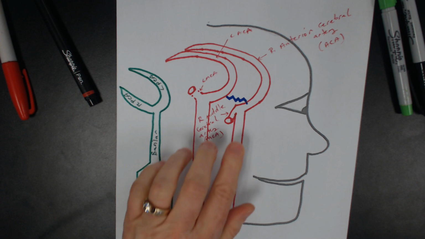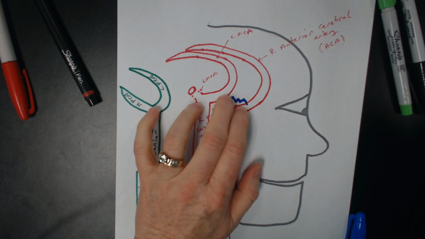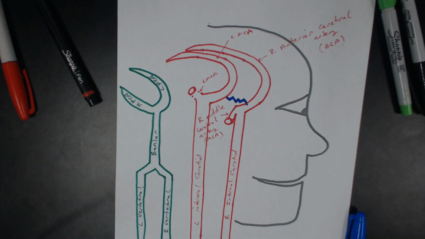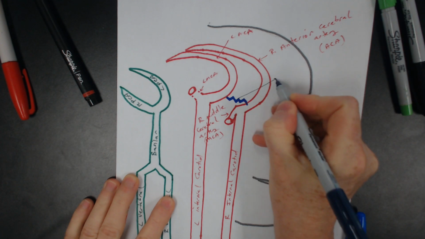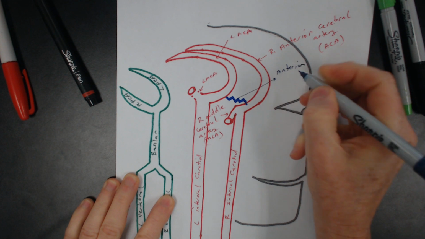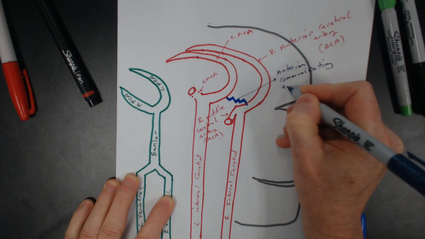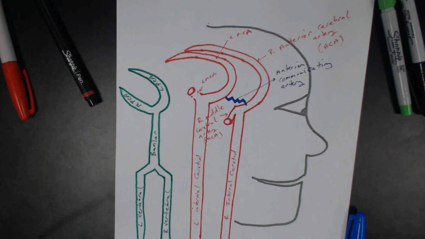So it connects the right and left halves. It sits right here between the 2 ACAs, and its name is, oh, I can find the color. Since it connects it together, it's going to provide communication between the left and right halves of the brain. So this is called, and there's only one of them, your anterior communicating artery. Okay, so its job is to communicate or to connect the left and right halves of the brain. There's only one of them.